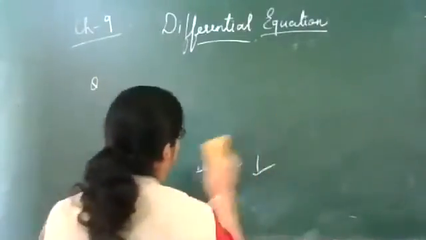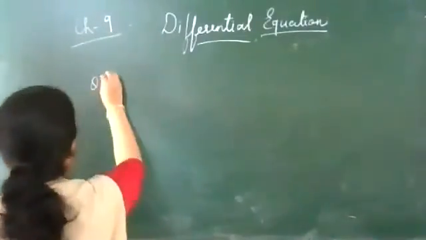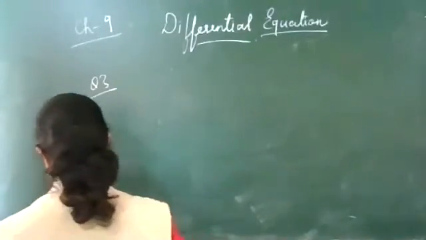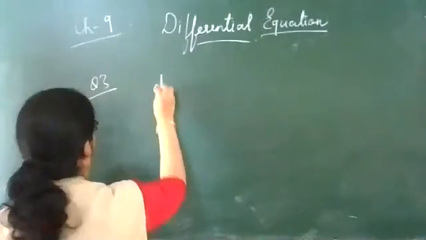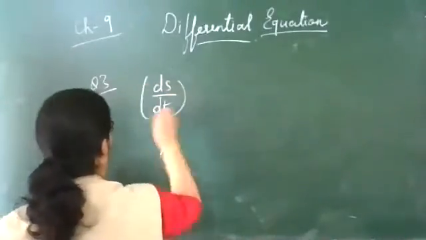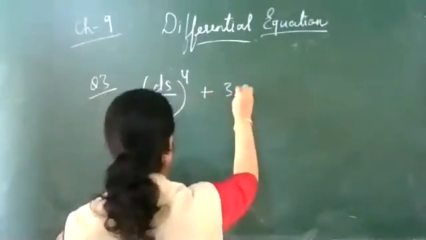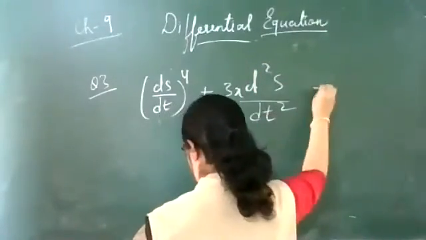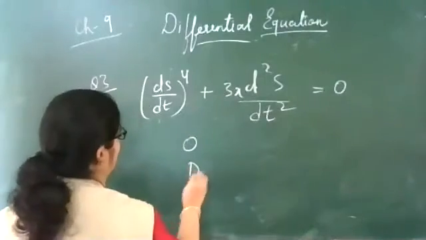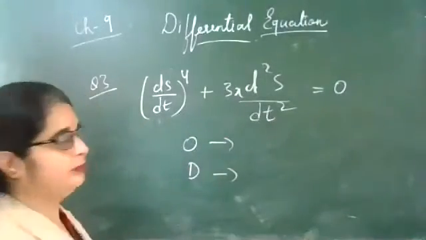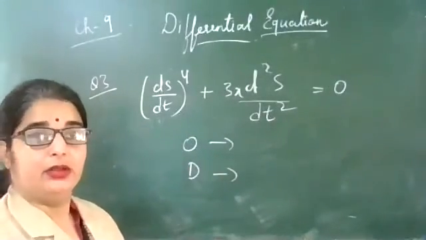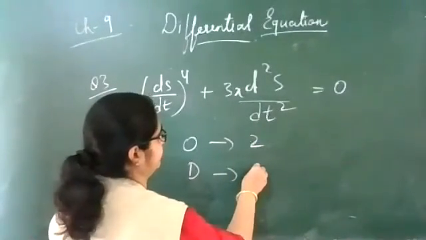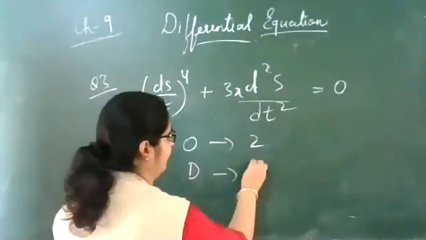Number 3. Write down. (ds by dt) whole to the power of 4 plus 3x d square s by dt square is equal to 0. Now what is the order and what is the degree? Order is 2, and degree? Degree 1. Not defined.